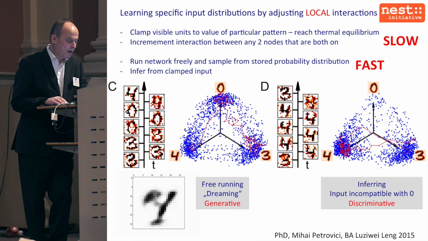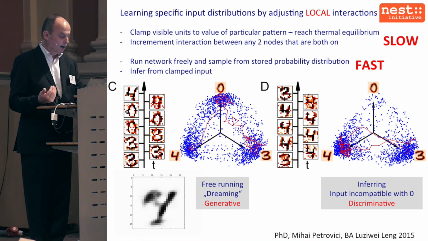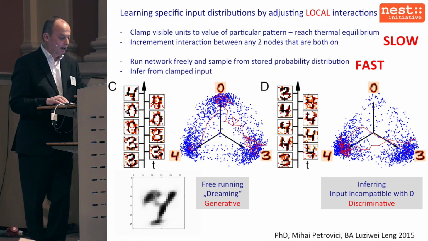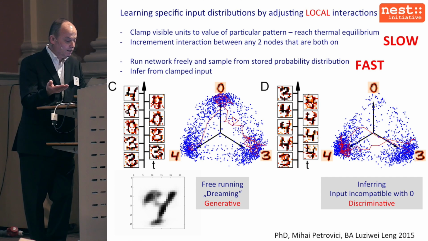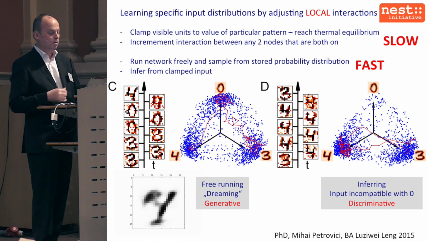How do you learn? You clamp visible input units to the value of a particular pattern. You reach thermal equilibrium. This is what the Boltzmann machine does. You increment the interaction between any two nodes that are both on, and then you keep repeating this procedure for a while. Then once you are done, this is a long process. It can be, of course, fast with neuromorphic systems. Once you are done, you run the network freely and sample from those probability distributions.